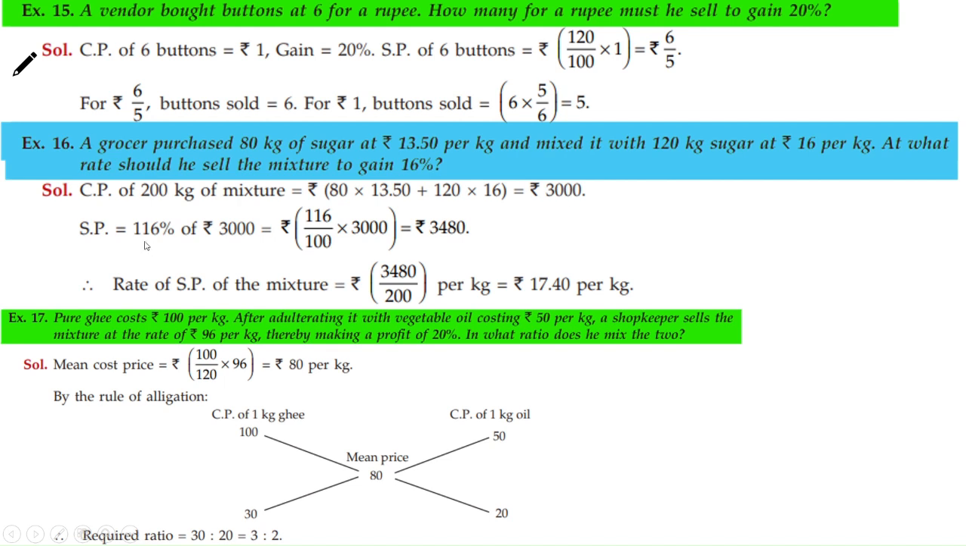Selling price equals 116% of 3000, that equals 116 by 100 into 3000, that equals 3480. Rate of selling price of the mixture equals 3480 by 200 per kg, equals rupees 17.40 per kg.